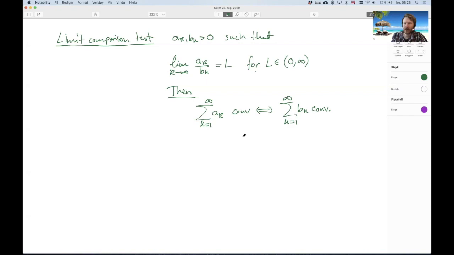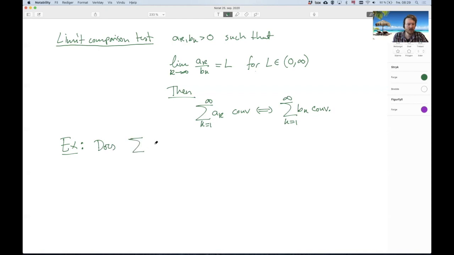So this is a comparison test where you don't compare with an inequality, but you compare with a limit. And I'm not going to prove this here, but we're going to look at an example where we essentially do every step in the proof, and I leave it as an exercise for you to generalize this into a proof.